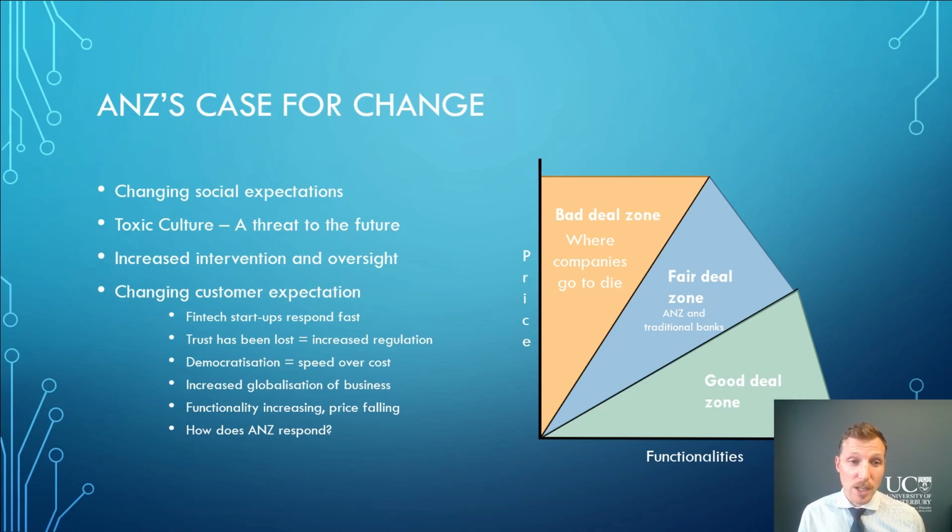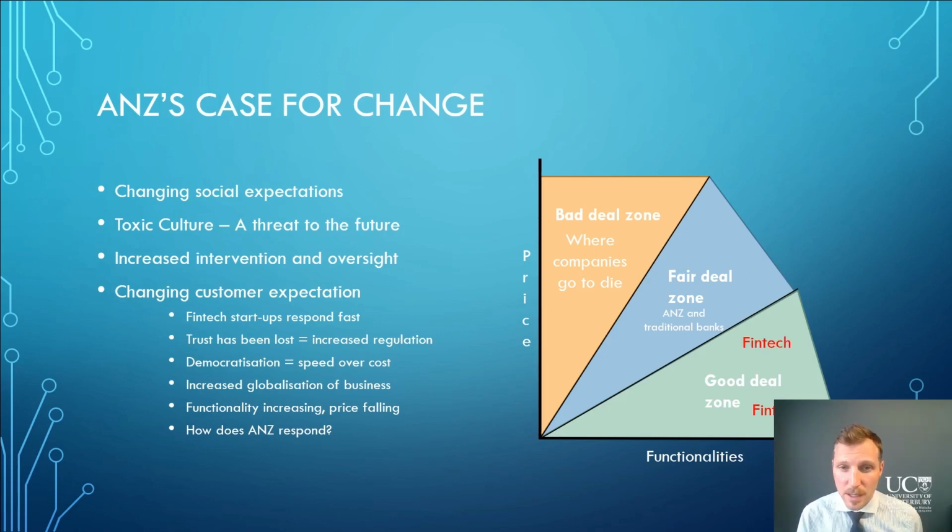With changing social expectations, addressing the toxic culture, increased regulation and intervention from government and outside bodies, but also dealing with the changing customer expectations and the ways in which customers and businesses were interacting with banks. That can be nicely illustrated using this customer value map here on the right.